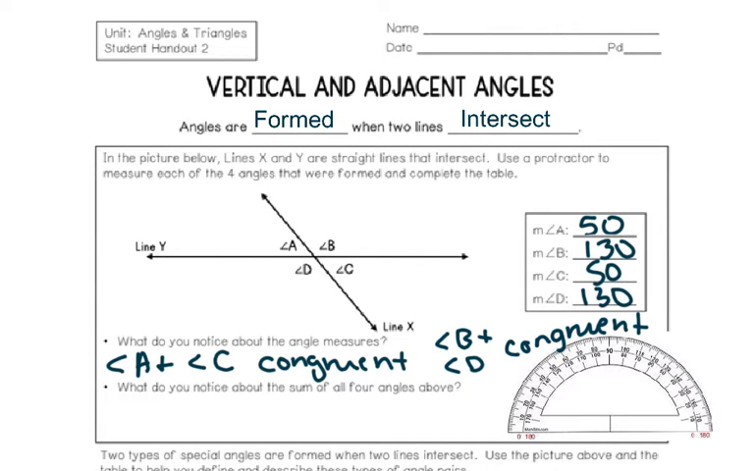Our next question says, what do you notice about the sum of all four angles above? Go ahead and pause the video and find the sum of those angles.